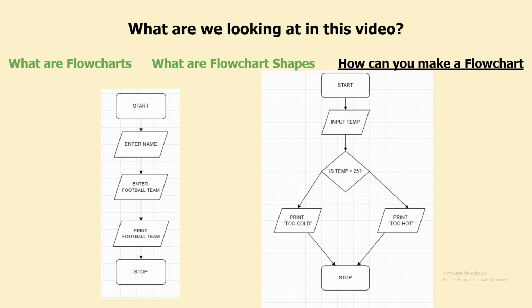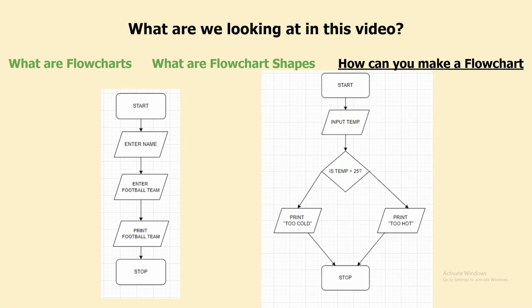So how can we make a flowchart? We've got two examples of flowcharts right here. On the left hand side, we can see we've got start and stop at the bottom. The person is going to enter their name, enter their football team name, and then it's going to display on the screen their football team, and then that's it.